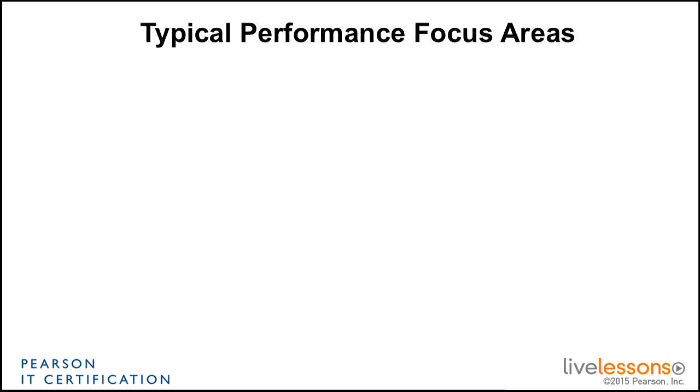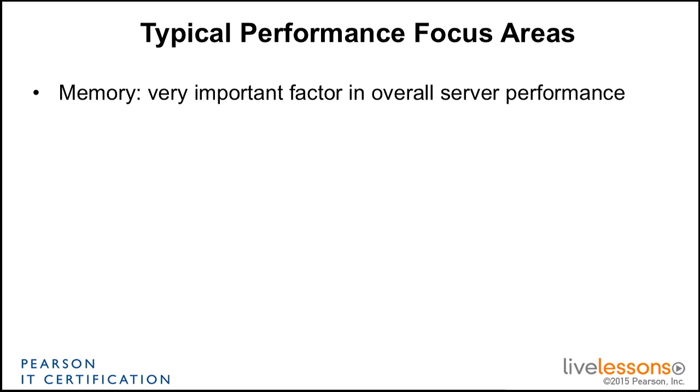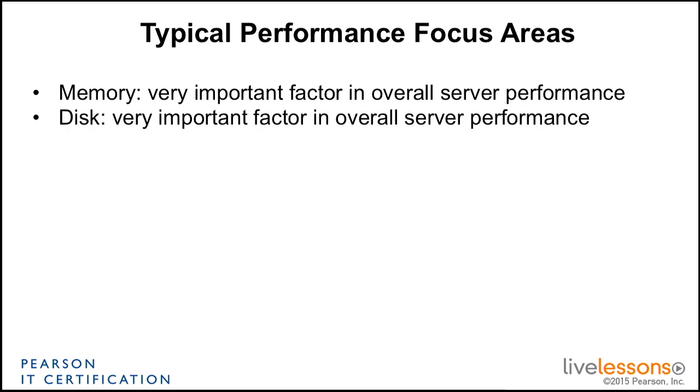So the typical performance focus areas: first is memory. Memory is the single most important factor in overall server performance, because if you don't have enough memory, your disk will suffer, your I/O performance will suffer, your network will suffer as well. So make sure that memory is okay. Next, you'll have a look at disk. Disk is a very important factor as well in overall server performance, because if your disk is slow, there will be too much memory that is wasted to buffer data that still has to be written to disk, and you don't want to go there.